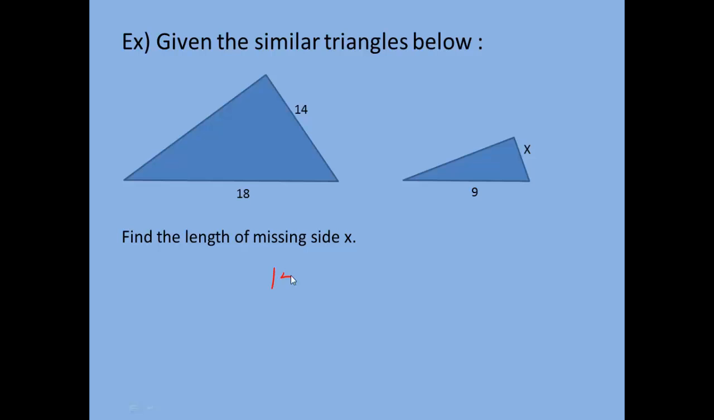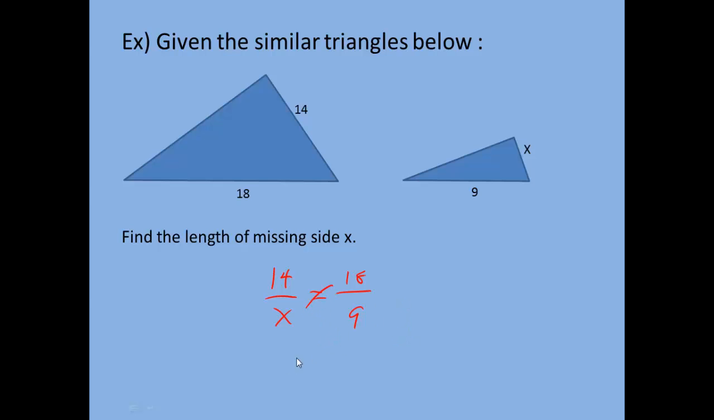So we're going to write 14 over X should be equal to, and since we started with this triangle, let's start with the same triangle down here, 18 as it corresponds to 9. So 18 over 9. Now once we've done this, we have a fraction equal to a fraction. To solve, you cross multiply.